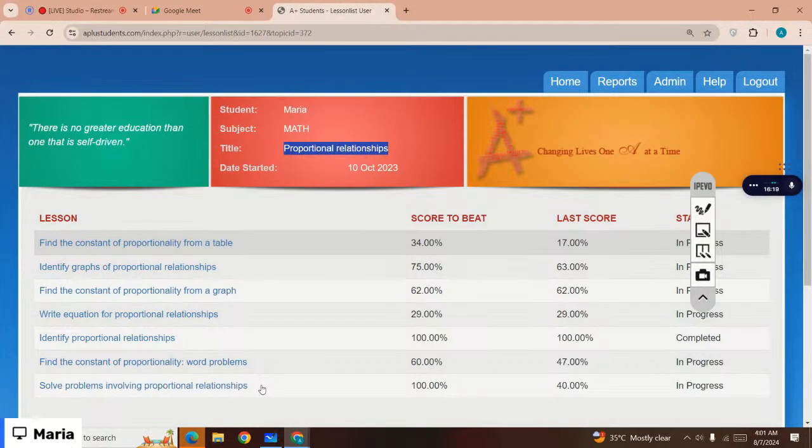So here I'm on grade 8 math. The chapter we are on right now is proportional relationships. Let's just start with the first lesson, that is find the constant of proportionality from a table.